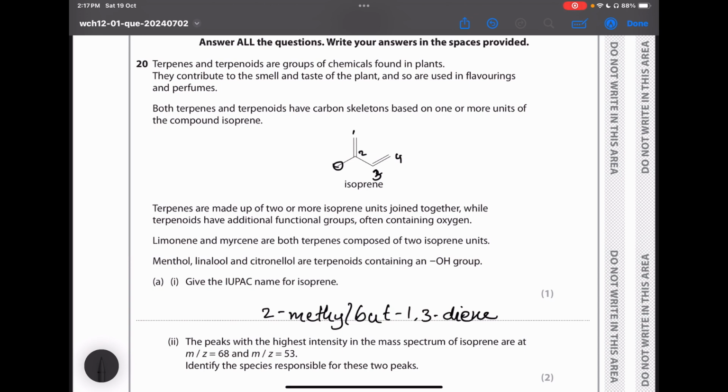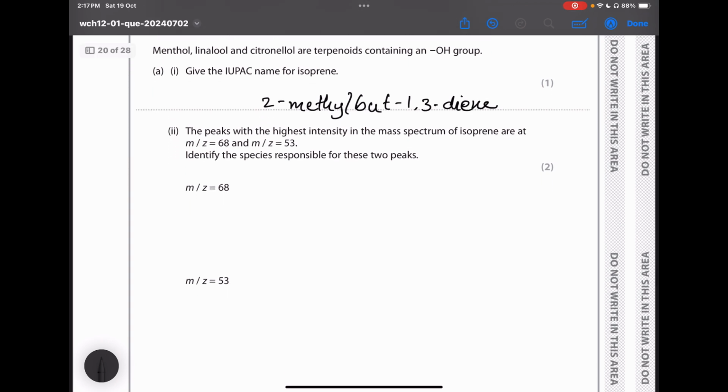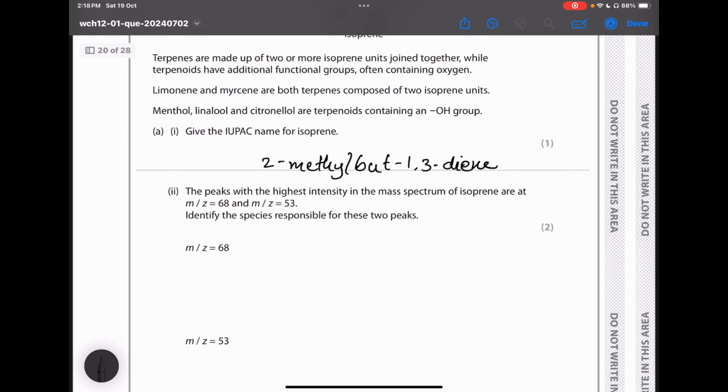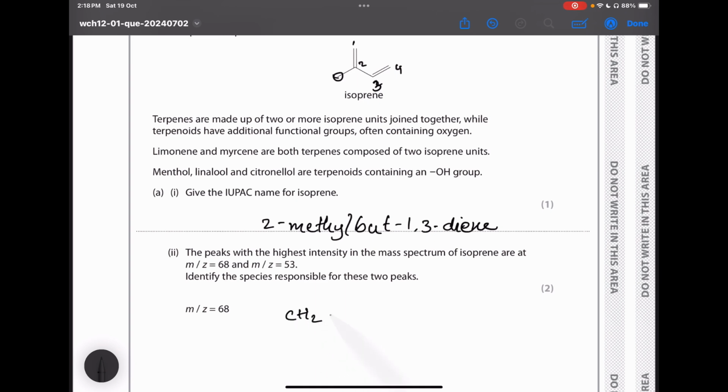Okay. Next, the peaks with the highest intensity in the mass spectrum of isoprene are at m/z 68 and m/z 53. Identify the species responsible for the two peaks. Now, if I draw the molecular structure of this, it's going to be CH2, and then we have a CH3 as a bond, which is connected to a C. Then we have CH, and then we again have a CH2. I mean, like the double bond over here, and we have a double bond over here. If you calculate the molar mass, this one becomes 68. So only one of the electrons is going to be lost, and we get a species like this over here.